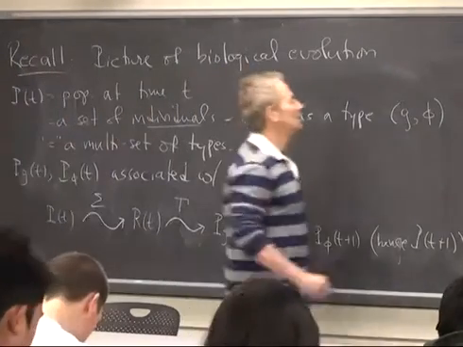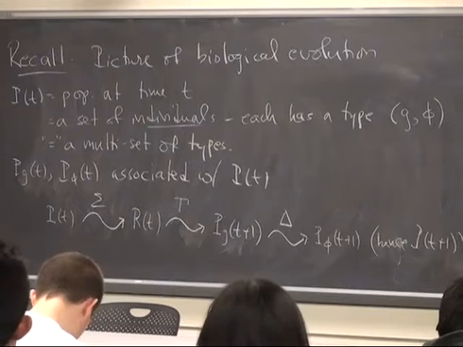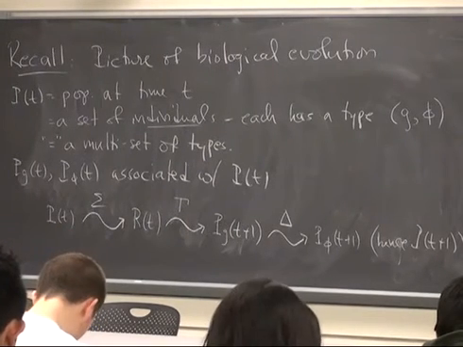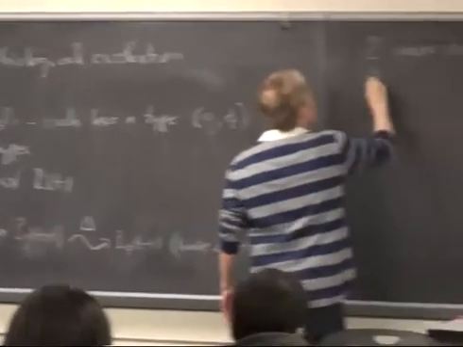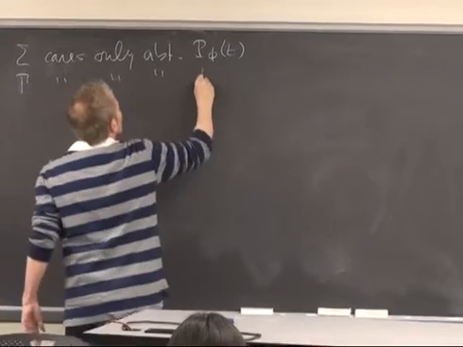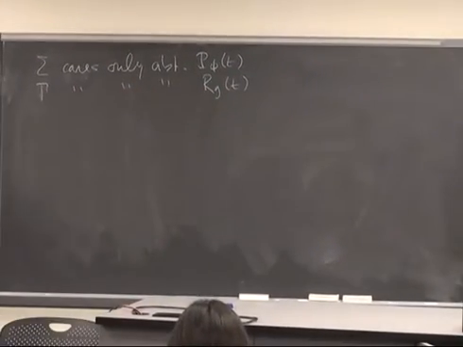And the sigma cares only about the phenotypes in the population at time t, and the delta, or the gamma, cares only about the genotypes in the selected individuals R of t.